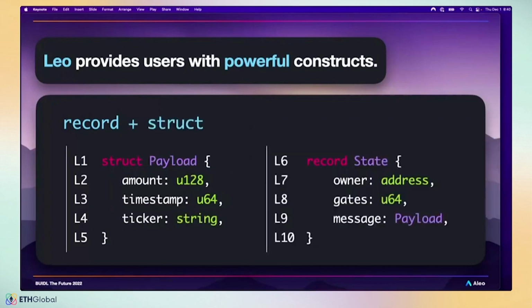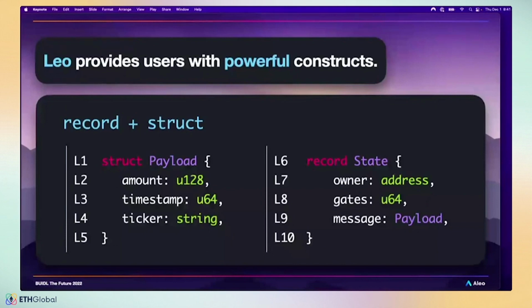So let's take a look at what we can define with records. Records can contain any sort of other data type in Leo inside of them. In this case, we see that a record contains a field message, which is a struct. And that struct payload here contains primitive data types, but could also contain more composite data types and so on. The only thing you can't have is a record inside of a record. That's the only level of nesting that isn't allowed.